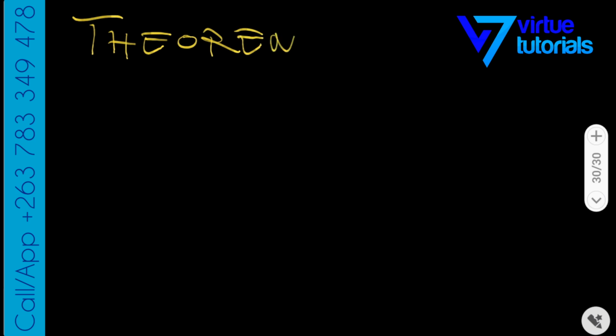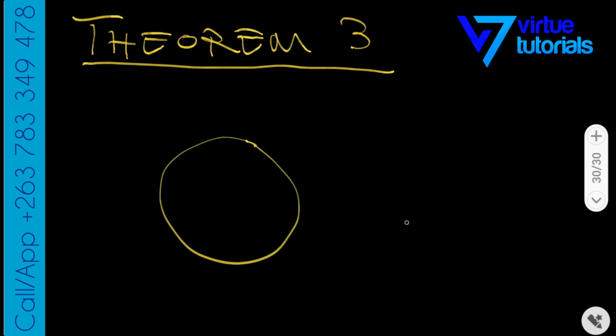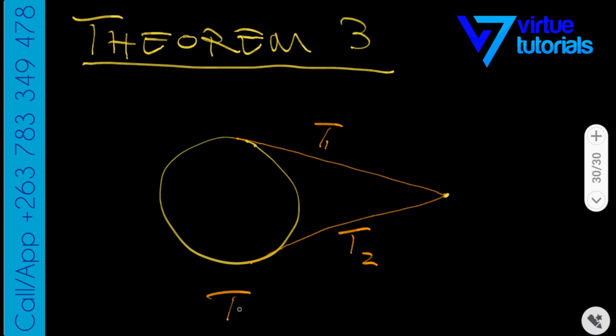So Theorem 3 on tangents. If I have a circle and then I have a point outside the circle, I can draw 2 tangents from that point touching the circle. There's the first tangent and there's the second tangent. Call the first tangent T1, the second tangent T2. What you need to know is that tangents from an external point to a circle are equal in length. So the length of T1 is equal to the length of T2.